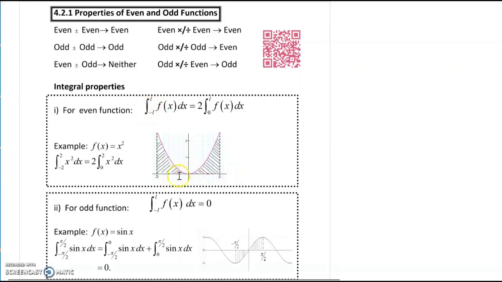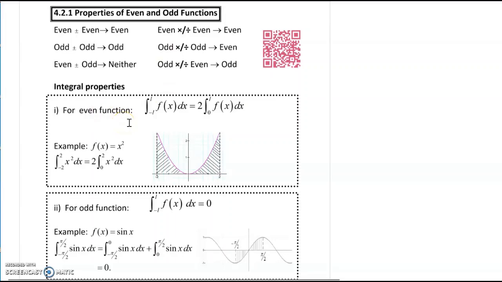Because we can see here the two parts, the left part and the right part, are basically the same in terms of the area. They are the same. That's why we can compute only on the half part, but we need to multiply by 2. So this is the property of the even function.